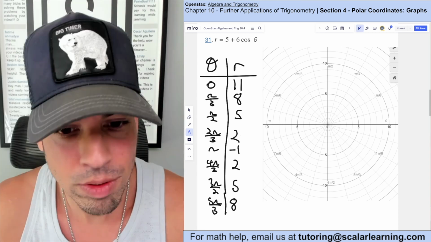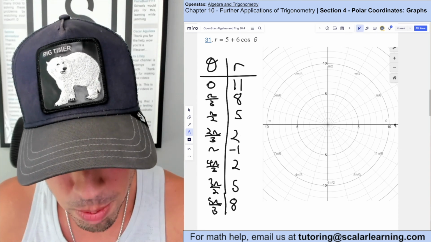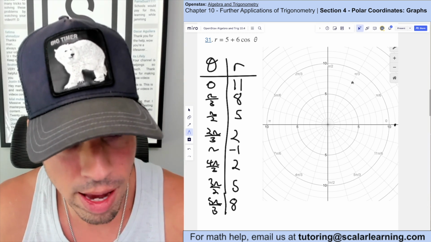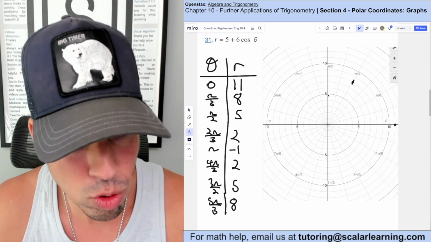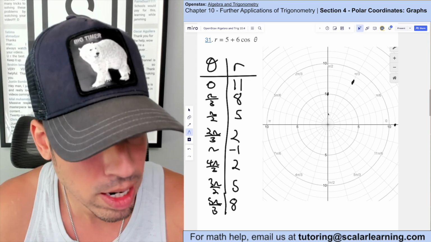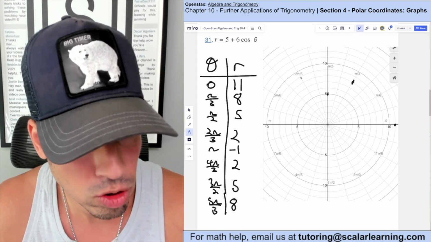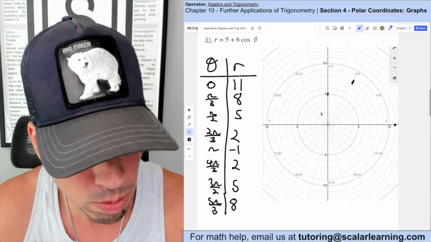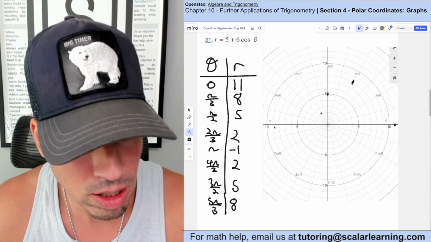Now let's plot these. We've got 0 radians corresponding with 11. We've got pi thirds corresponding with 8. We've got pi halves corresponding with 5, right? Going up straight to pi halves. We've got 2 pi thirds right here corresponding with 2, just 2 circles, very small. And then we got pi going out this way.